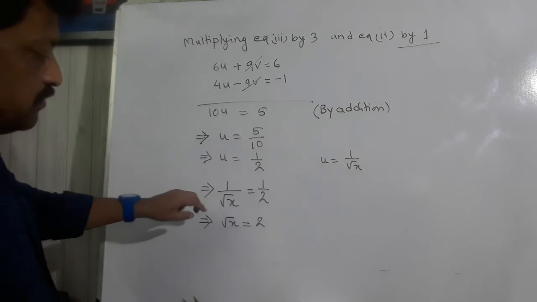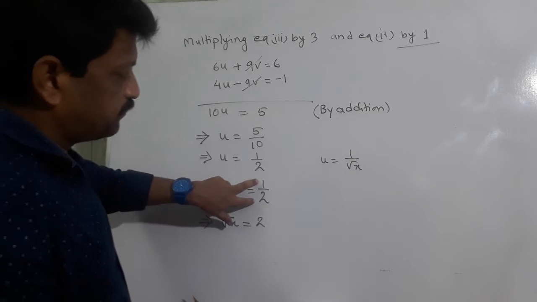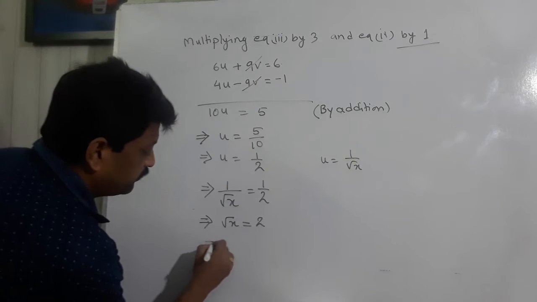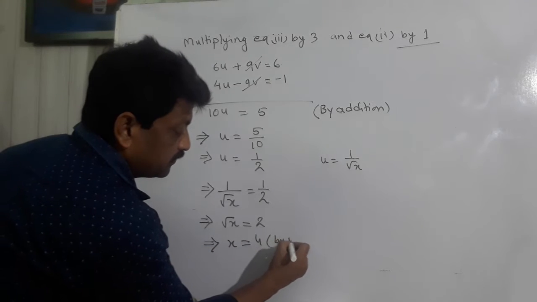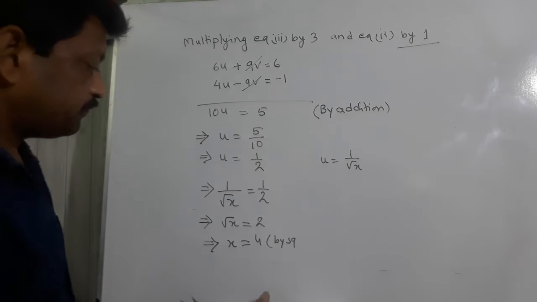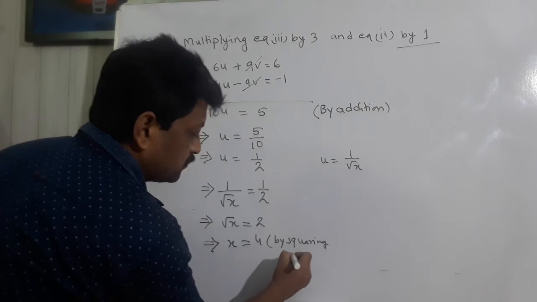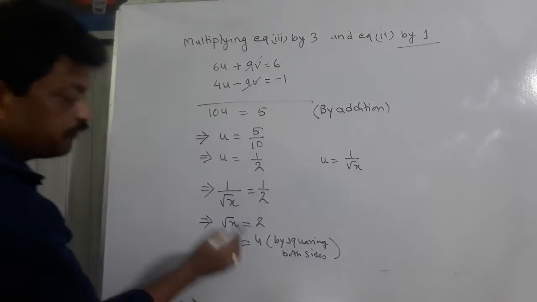Both will be changed. The reciprocal of 1 upon root x is root x, and the reciprocal of 1 upon 2 is 2. Now if we square both sides, then what we will get? We will get x equals to 4 by squaring both sides. Okay? So we have got the value of x.